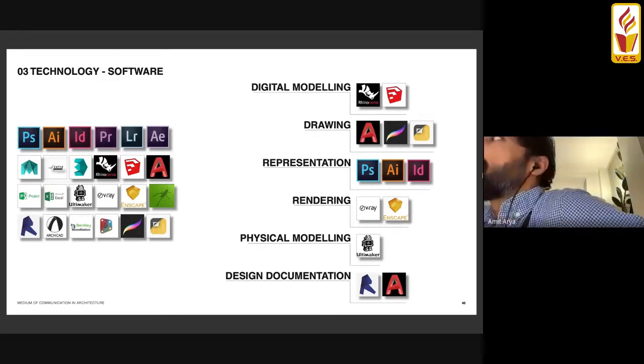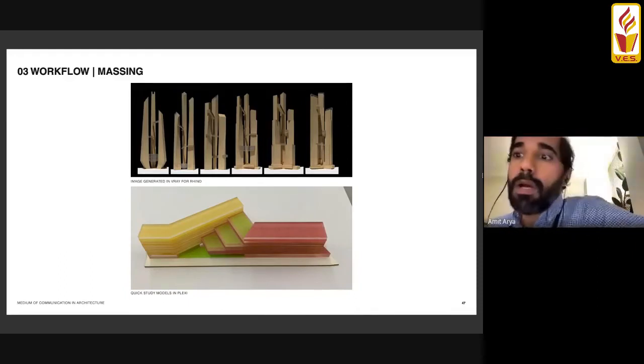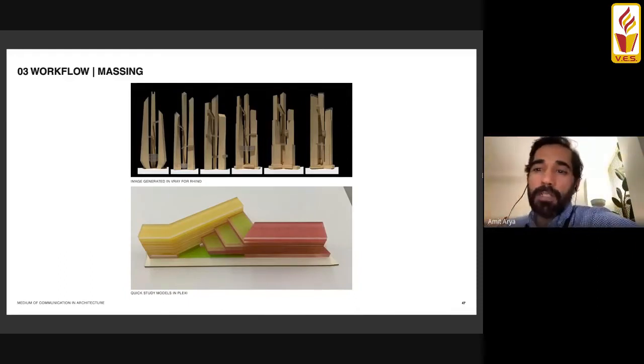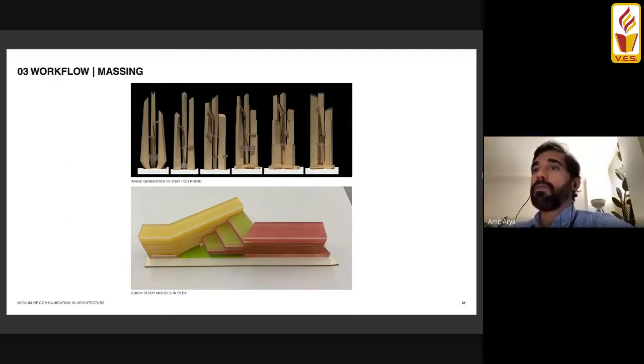Next slide, please. And now I'll give you a glimpse of the workflow. What my work generally looks like at the starting stages of a project. So these are when I'm working on massing investigations. The upper image is exploring various forms for the tall towers. And these are all generated out of Rhino. The model is in Rhino. And the image is rendering done on V-Ray.